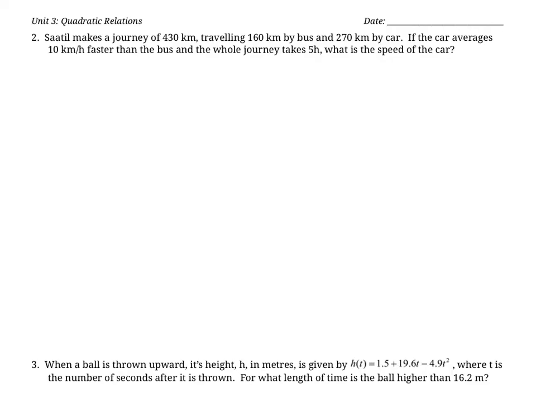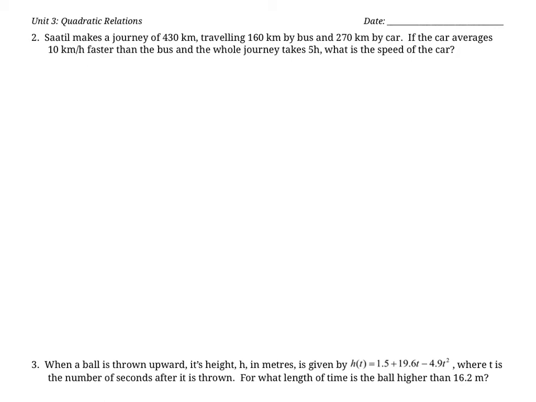Let's try the next tricky example. It says Satil makes a journey of 430 kilometers, traveling 160 kilometers by bus and 270 kilometers by car. So he's going two different speeds to make this total. If the car averages 10 kilometers per hour faster than the bus and the whole journey takes 5 hours, what is the speed of the car?